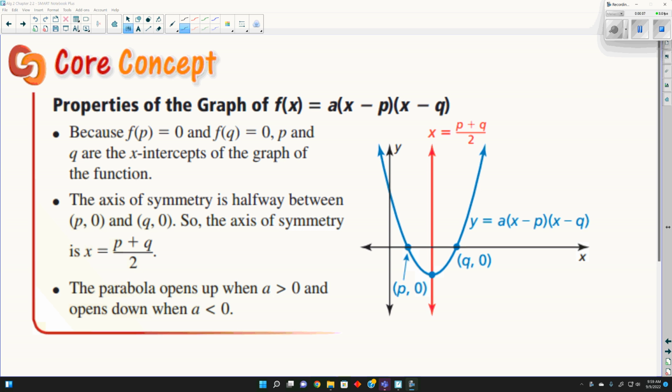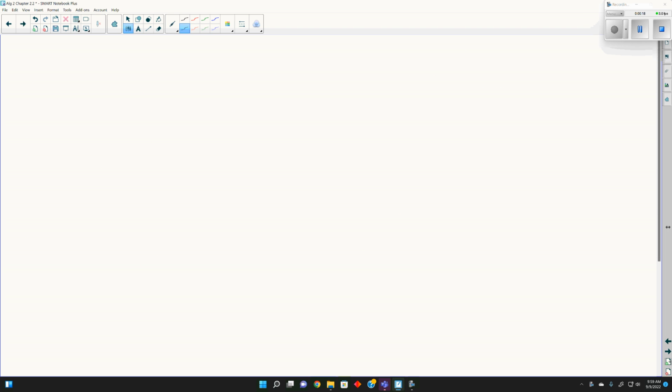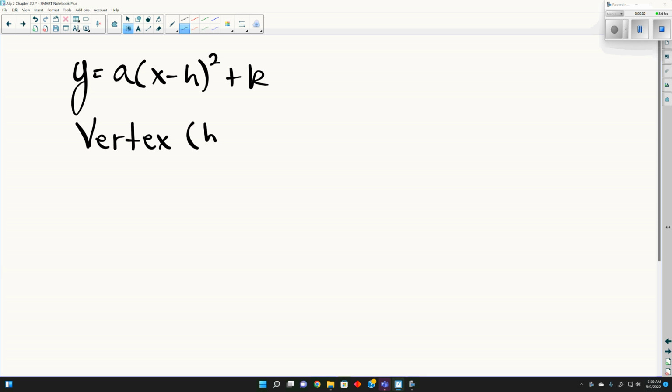All right, guys. So we're going to finish up the lesson here. What we covered yesterday was vertex form: y is equal to a times x minus h squared plus k. In this form, it told us that the vertex is the point h comma k, and the axis of symmetry is x is equal to h.